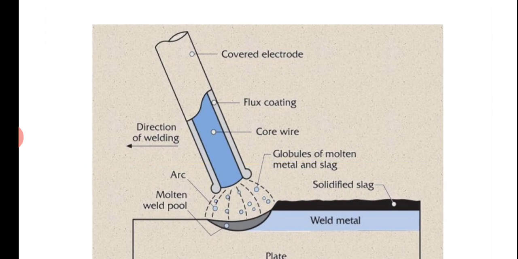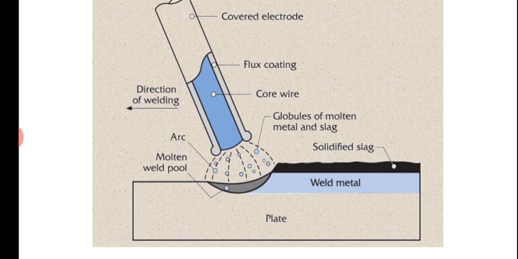Again, one more figure where you can see a coated electrode. The outer part is the covered flux coating, and in the middle you have the core wire, which is the electrode, and that coating will make a shield for the welded area.